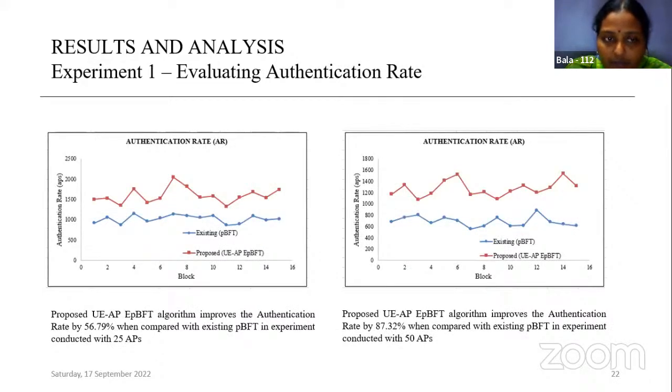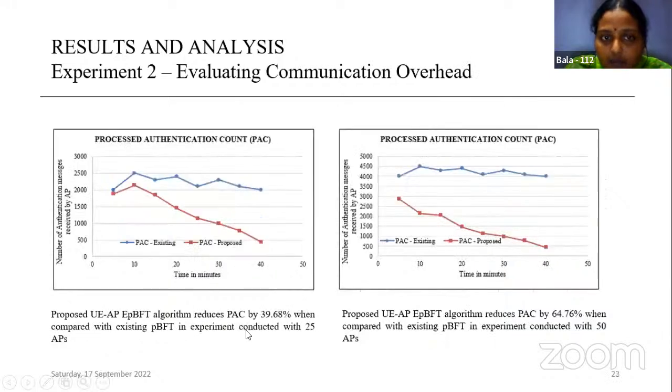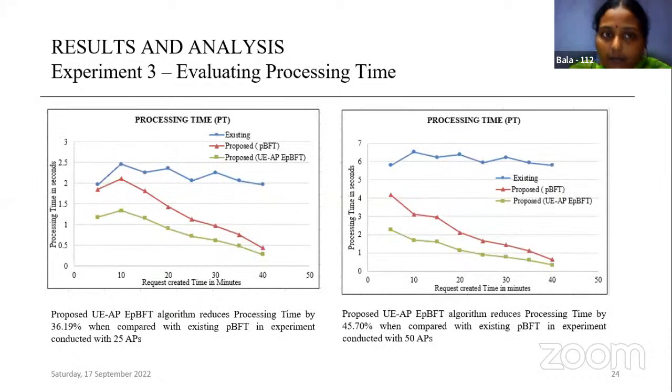Whatever improvement we have made, the proposed is ours, UEAP BPFT, and then we compared with BPFT, and then the processing count we compared with AKA. This is existing for 4G. With that we compared this processing time and then PAC, processing authentication count. Those two metrics we compared with AKA.